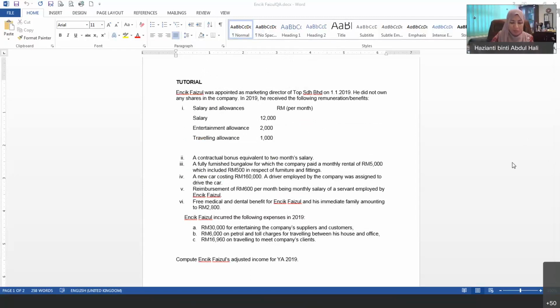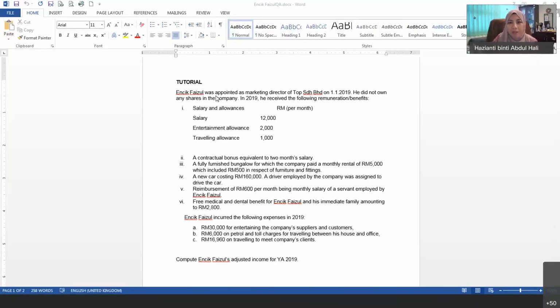Okay, never mind. So for this question, I can go through with you one by one, line by line, until we get the adjusted income for Encik Faizul. Alright, so remember you always start your calculation with section 13(1)(a). Alright, so let's look at the question.